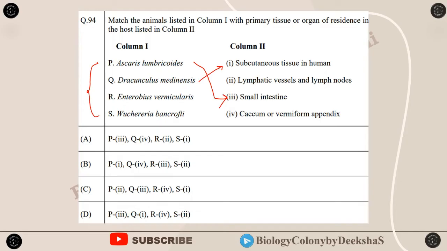Then Enterobius vermicularis, cecum or vermiform appendix. Then we have Wuchereria bancrofti in lymphatic vessels and lymph nodes. Wuchereria bancrofti is repeated in 2023 zoology question paper. So you must remember these parasitic organisms with their names and where they reside and the disease they cause. So option D is correct.